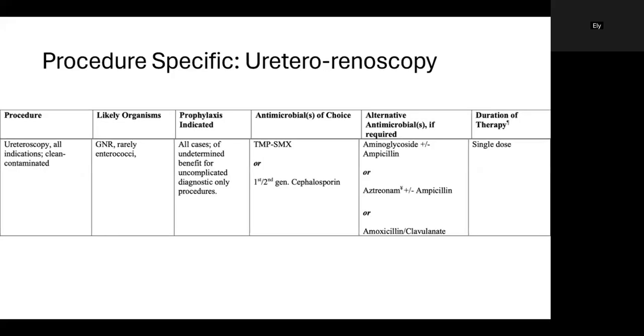Now, backing up a little bit, we can go back to ureteroscopy. Similar to cystoscopy, GNR are the most common organisms. There is an increased risk for infection here because of invasiveness. There's this concept of pyelovenous backflow that also increases risk for infection. For this reason, prophylaxis is recommended in all cases, unless the procedure is purely for diagnostic purposes. So for a diagnostic ureteroscopy, it's not necessarily necessary. Similar to before, first line are either Bactrim or first or second generation cephalosporins, given in a single dose as well.